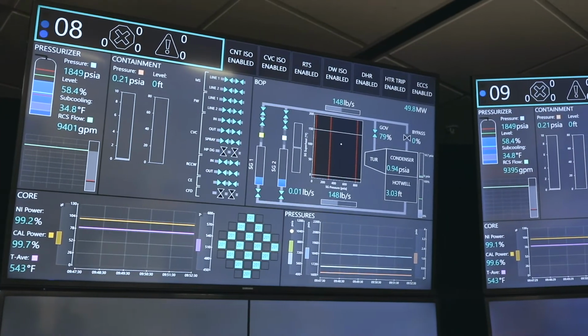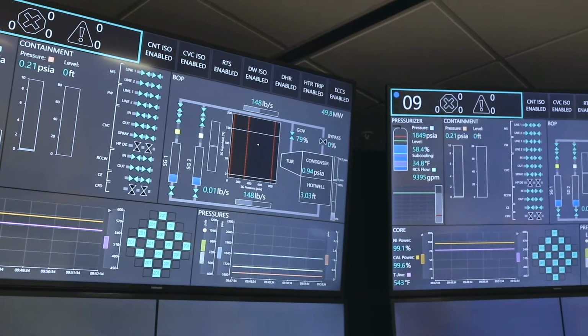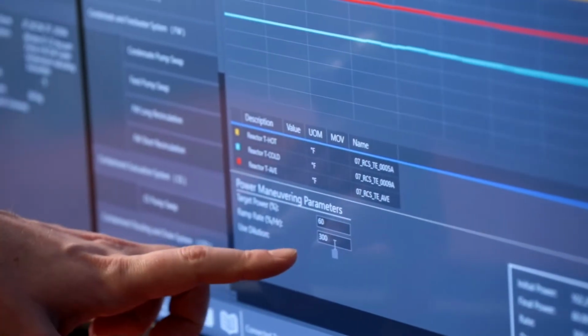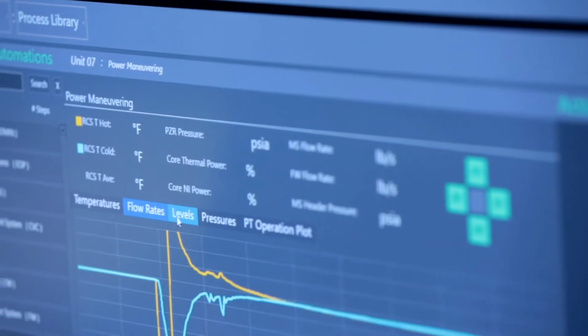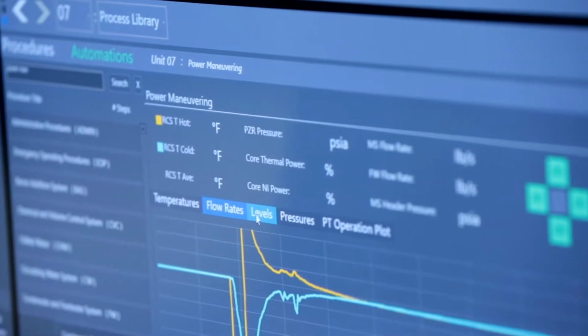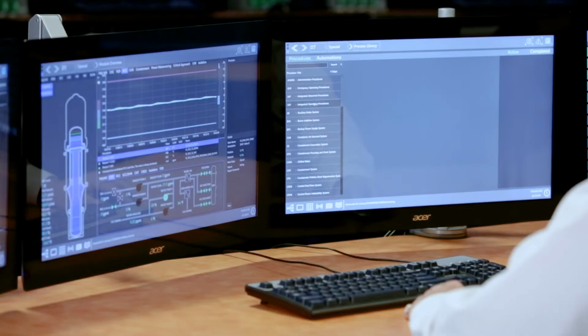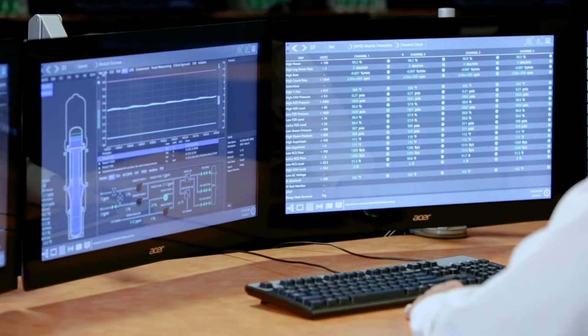NuScale's simulator development team built a state-of-the-art custom human system interface that provides controls and indications between the models and the operator. Several innovative features that are unique to NuScale's power plant control room include a process library of computer-based procedures and automations to ensure that operators are performing the correct actions on the correct unit. A tiered notification system that informs operators of abnormal conditions and provides alarms, cautions, and notices. Using automated sequences, operators can elect to change power, change electrical output, and control selected equipment.